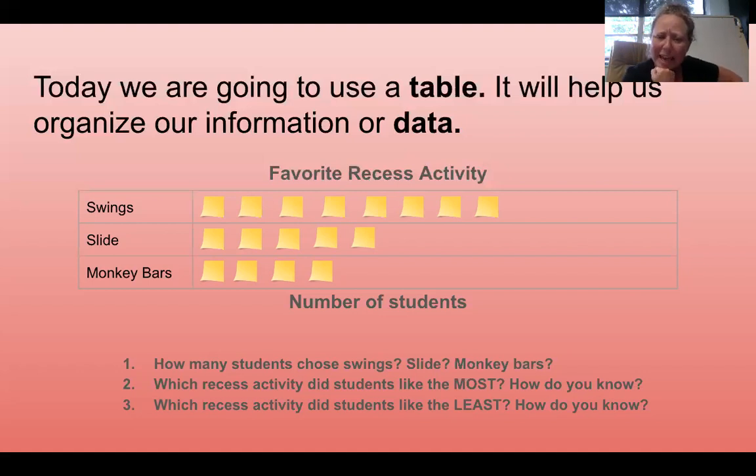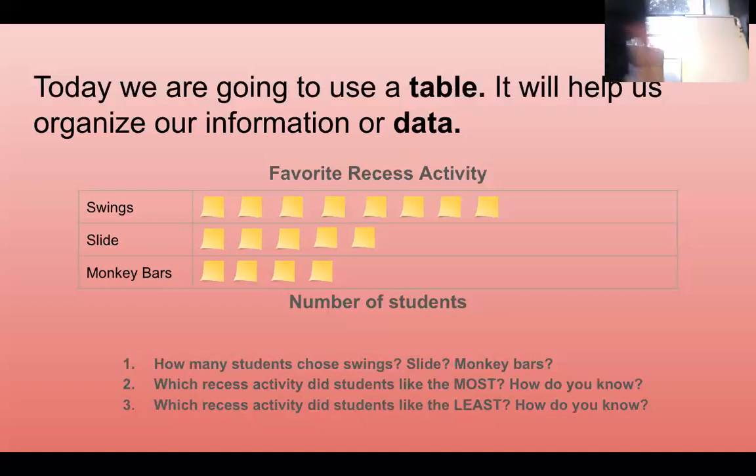Which recess activity did students like the most? Which one did students like the most? How do you know that students liked swings the most? Talk to somebody near you.